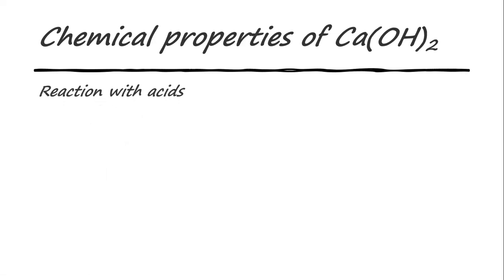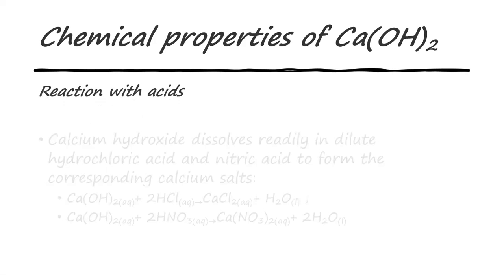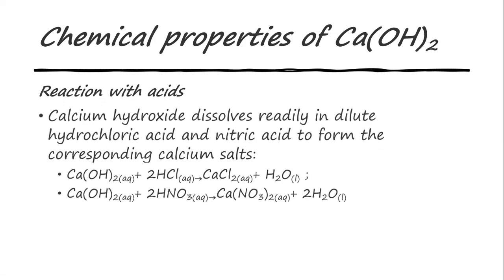Now let's see the reaction with acids. Calcium hydroxide dissolves readily in dilute hydrochloric acid and nitric acid to form the corresponding calcium salts. For example, calcium hydroxide plus hydrochloric acid leads to calcium chloride plus water. The same goes for calcium hydroxide plus nitric acid, which leads to calcium nitrate plus water. So that's clear.